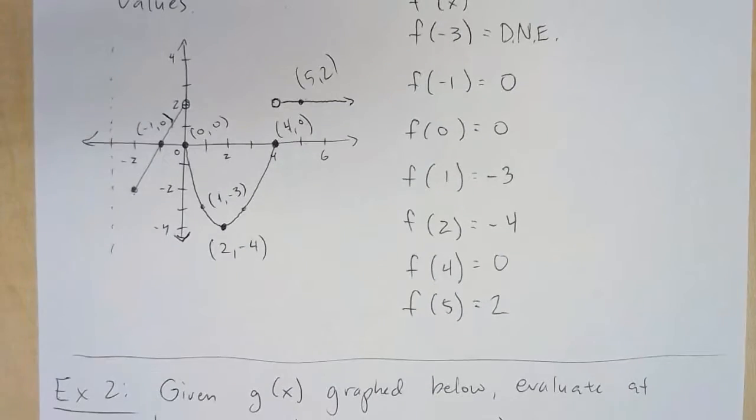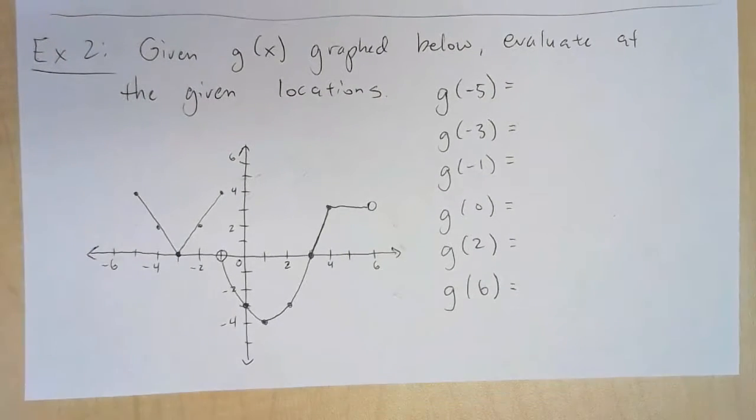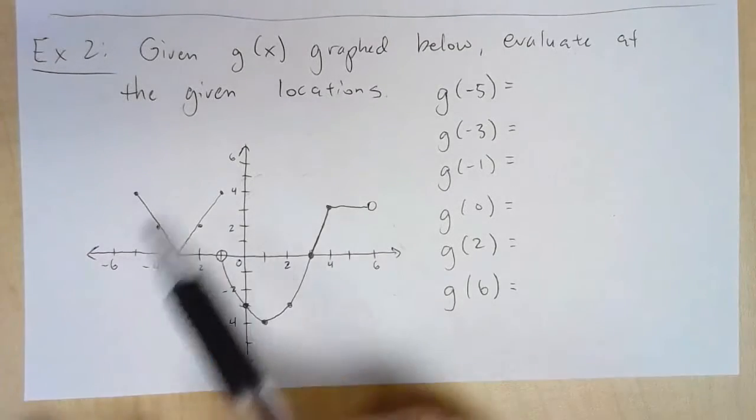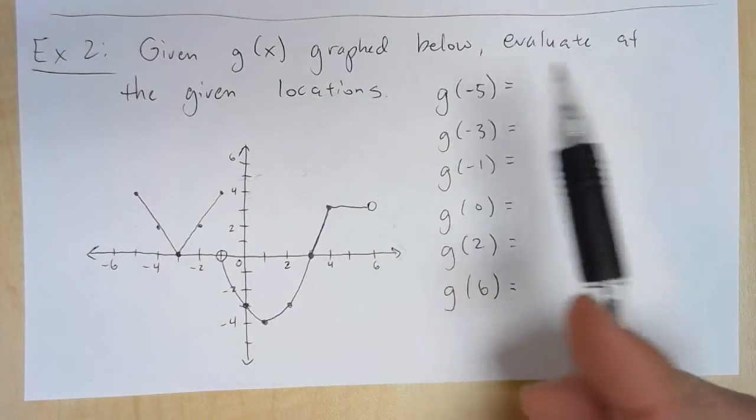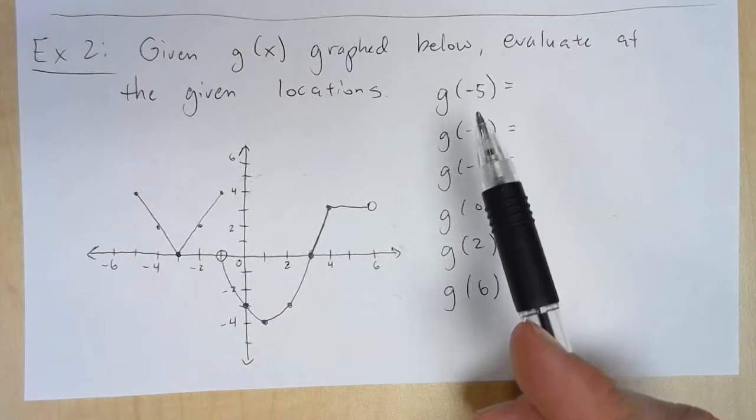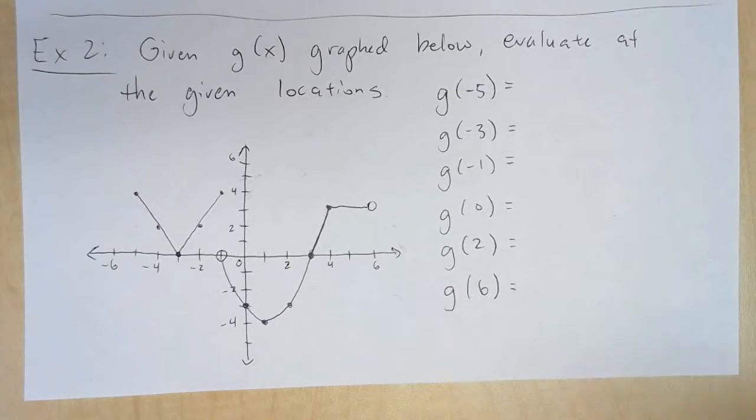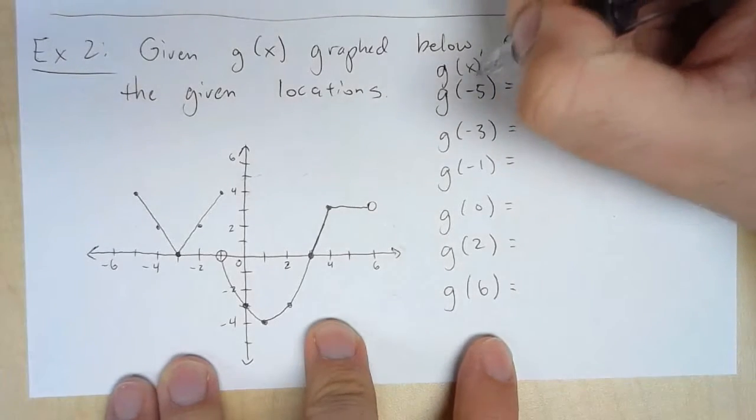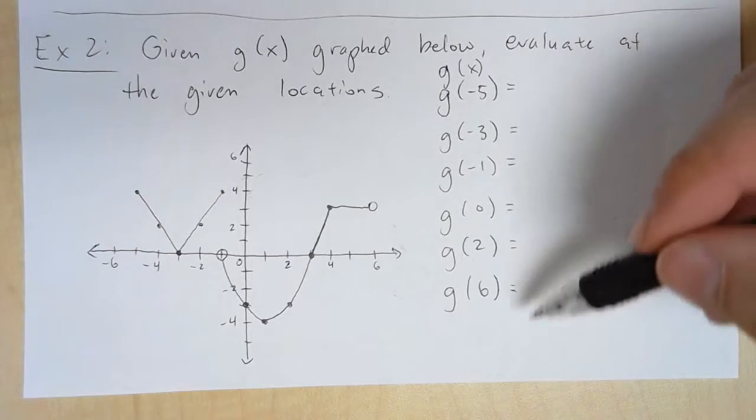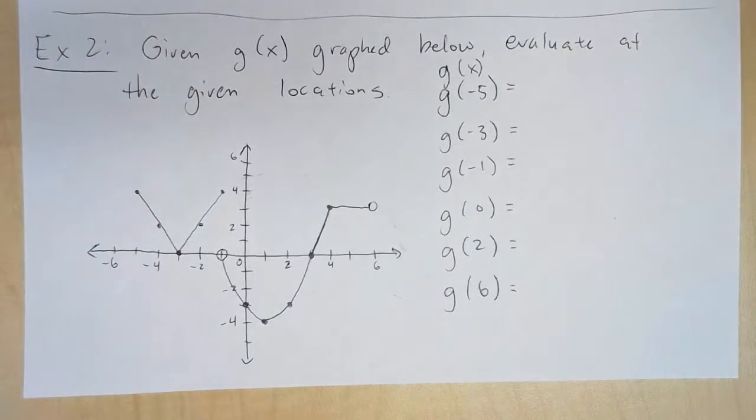Alright, so here's what we're doing now. Take a second, given a g of x, which is just this graph below, evaluate at the given locations. So I'm doing the exact same thing, except instead of the f function, I've got a g function. So g of x, so when x changes, I just want you to tell me what the y value is when x changes. Go ahead and try these problems with this graph, and that way when you come back in a second, after you pause it, you can check to make sure that you're doing right, or you can ask me any questions that you might need to. Alright, go ahead and pause it and give it a try.